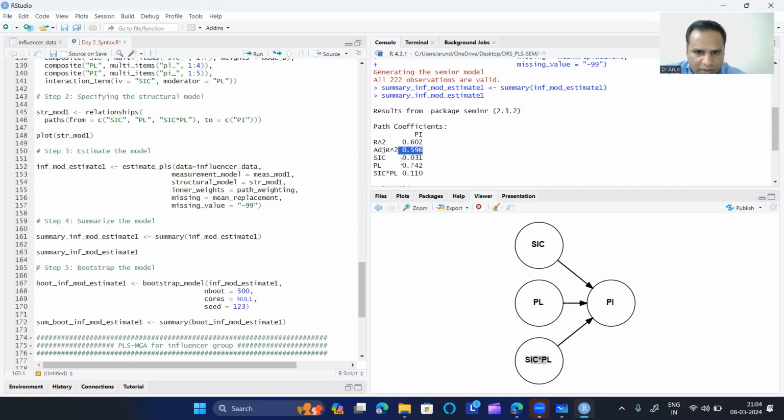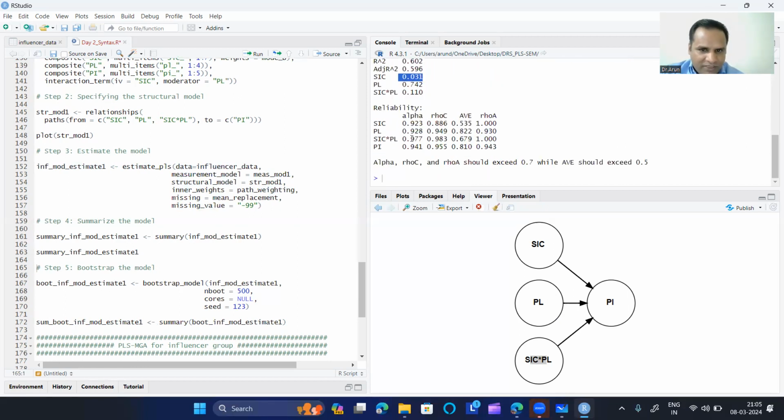This is adjusted R square. SIC to PI, the beta is just 0.03. PL to PI, perceived liking, has a very strong effect on purchase intention. If you like the influencer, you're bound to purchase it. But social influencer connect: if you connect with the influencer, it is not necessary that you're going to buy it. Connection and liking are two different terms. And then this is the interaction term and all those stuff.